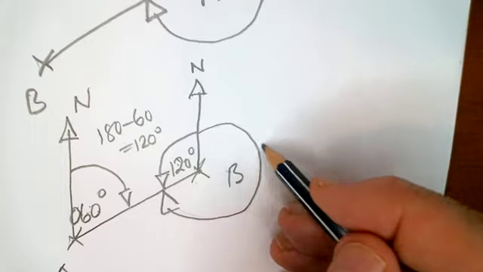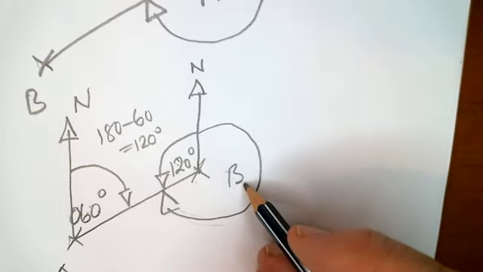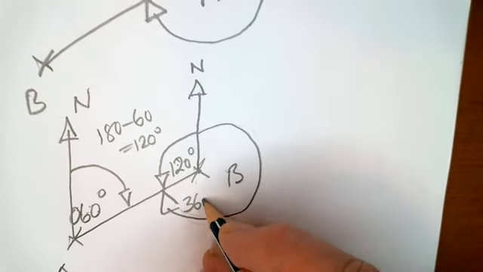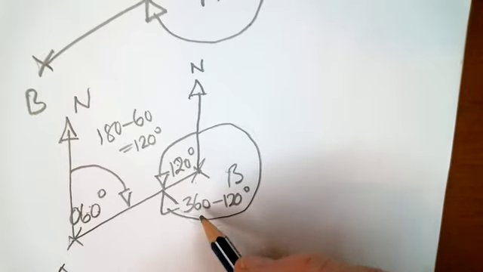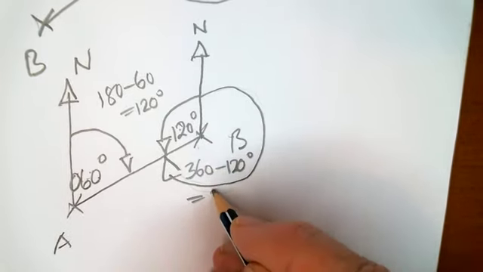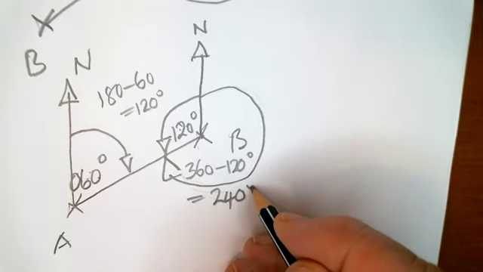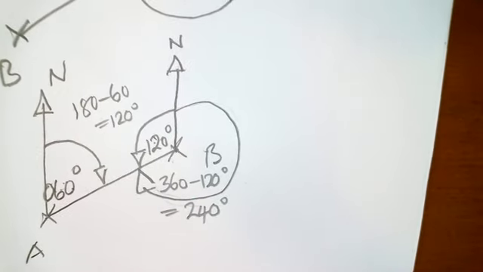So this one here, being angles around a point, must be 360 minus that 120, which of course means that this here is a bearing of 240 degrees. All right, let's do another one.